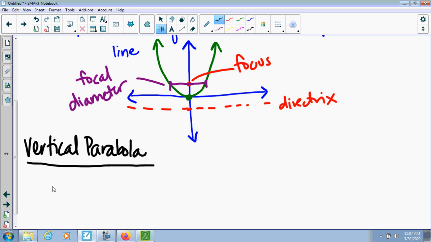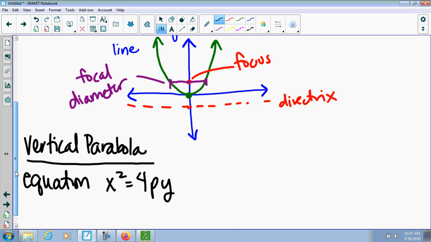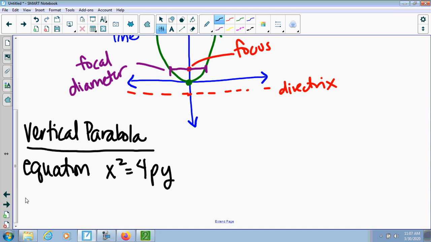Okay, so this is the equation that we are given for our vertical parabola. Vertical parabola is x squared is equal to 4py. You'll know it's a vertical parabola if the x is squared. That's what you were used to seeing. If we have a parabola that's this way, it's normally y equals x squared, but in this case, our x squared is equal to 4py. So if we don't have any kind of shifts, our vertex is going to be at the origin.